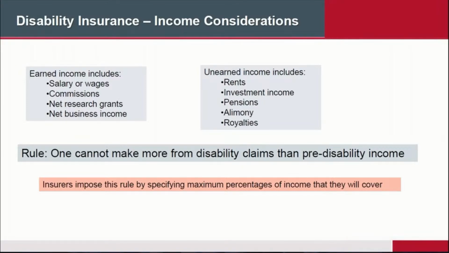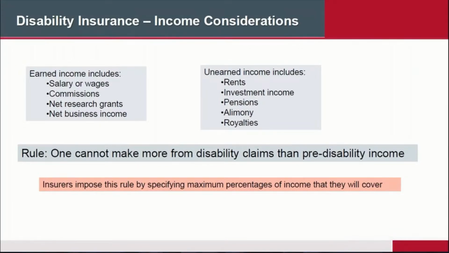The principle behind the earned and unearned part of it, of course, is that the biggest rule as far as disability insurance is concerned is one cannot make more from disability claims than pre-disability income. In other words, if you're making more money staying at home, why would you go back to work? Okay, so the whole idea here is that we must only insure you for the maximum amount, which would be more or less equal to what you were earning before you became disabled. You're not going to be able to earn more than that, because obviously there'd be no incentive for you to go back to work, obviously.